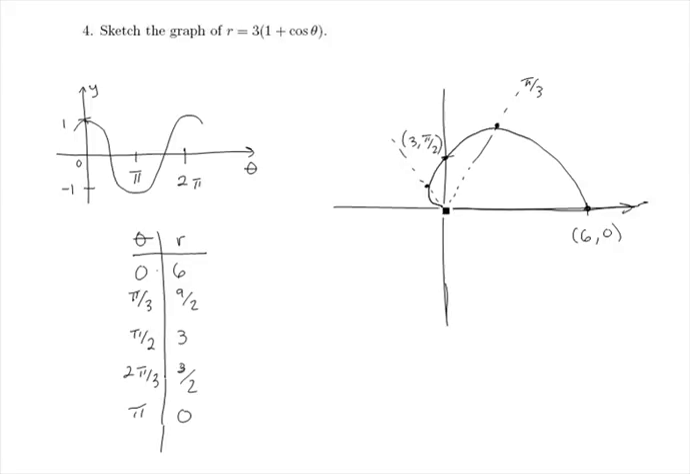And then notice what will happen after pi. At 3 pi over 2, cosine is 0, so we're going to be at 3. So we expect to be at 3 pi over 2. And the radius will grow from being 0 up to 3. So it goes 0 to 3. And then it keeps on growing all the way to 2 pi. And at 2 pi, cosine of 2 pi is 1. So we get back to being at a radius of 6. So the graph looks like this.